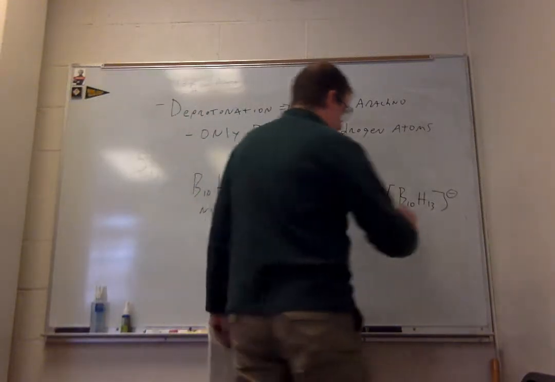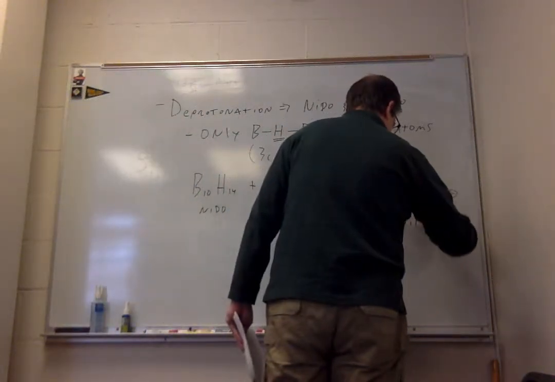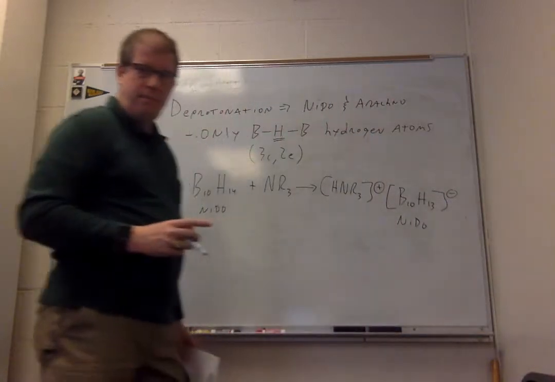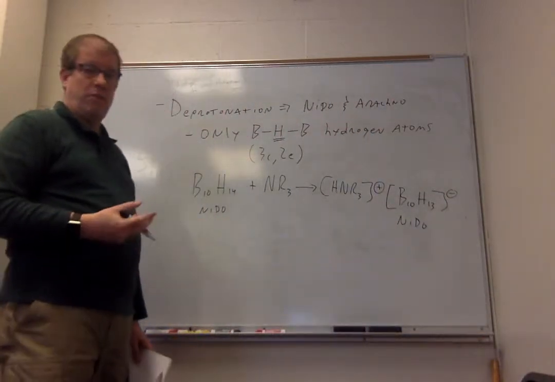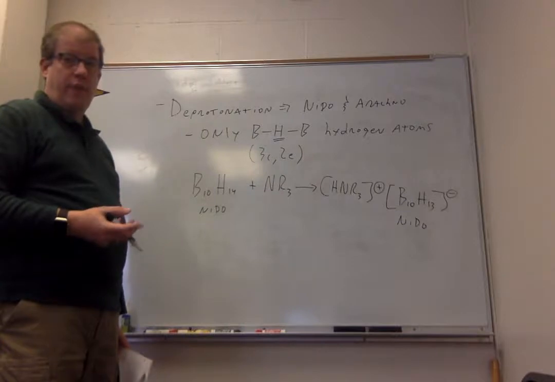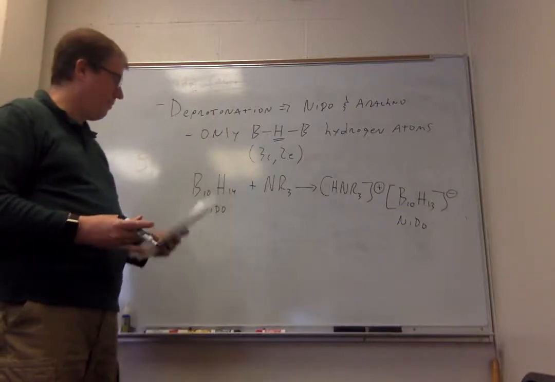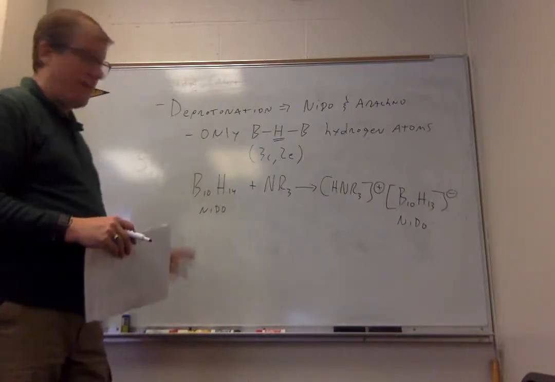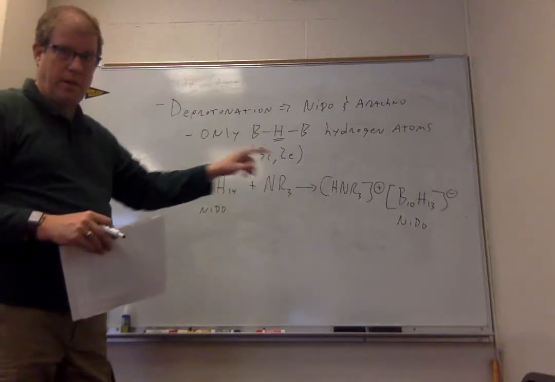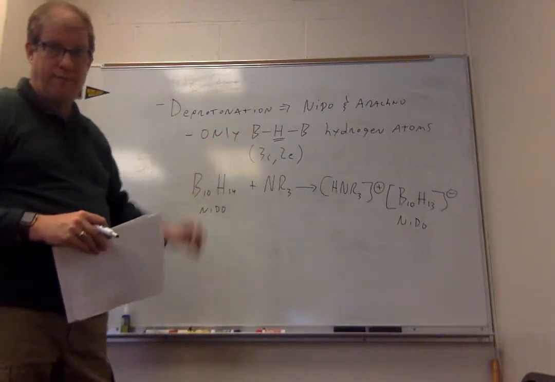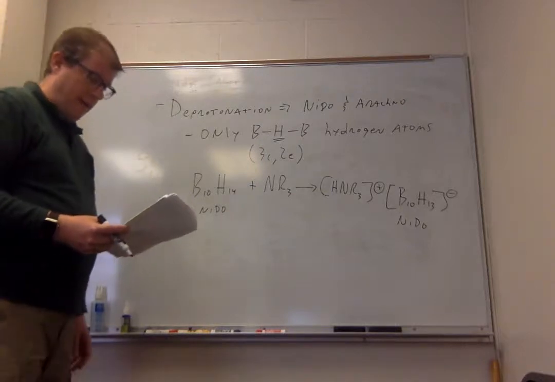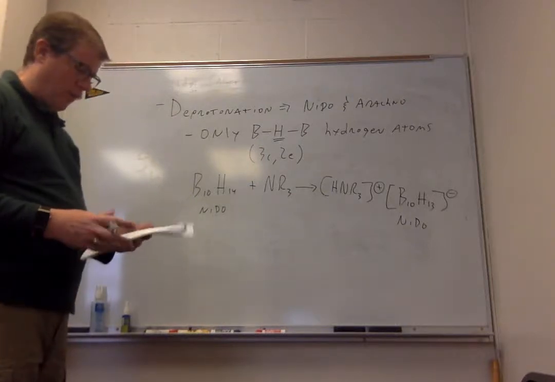But if you check out the formula from last time, or apply the Wade-Mingos rules, you'll find that that cluster anion is nido. So the punchline here is that if you start with nido, you end up with nido. If you start with arachno, you end up with arachno. Okay, so that does not change. So what exactly is going on here?